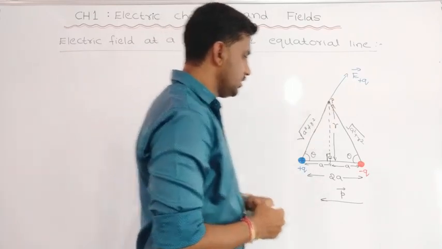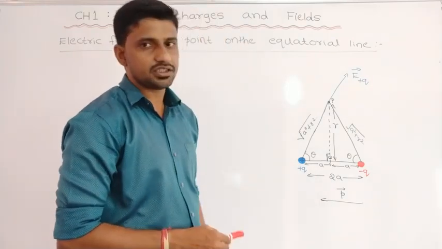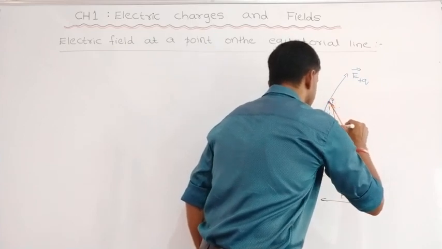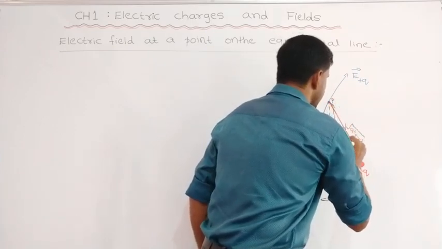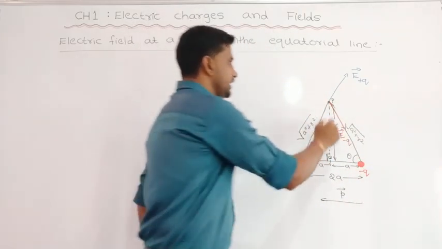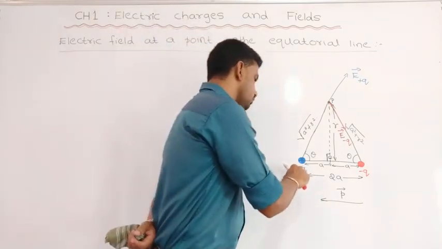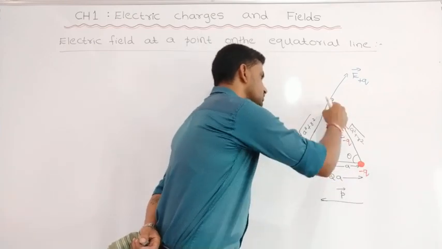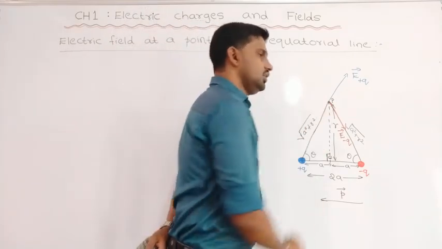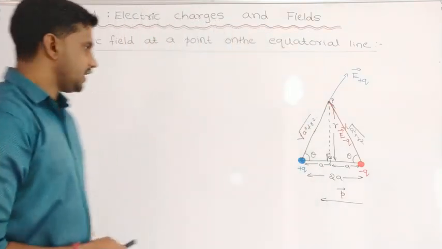Similarly, I am representing the electric field due to the negative charge at point P. But we know that the electric field direction due to the negative charge is always inward, so this is the inward direction. But they are equal in magnitude. Both the electric fields are equal in magnitude, but directions are different, because the distance from the positive charge to point P and the distance from the negative charge to point P is the same, so the magnitude of the electric field at point P is the same. So now we will start the derivation.